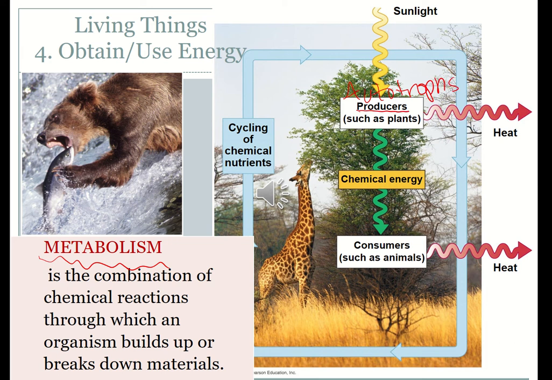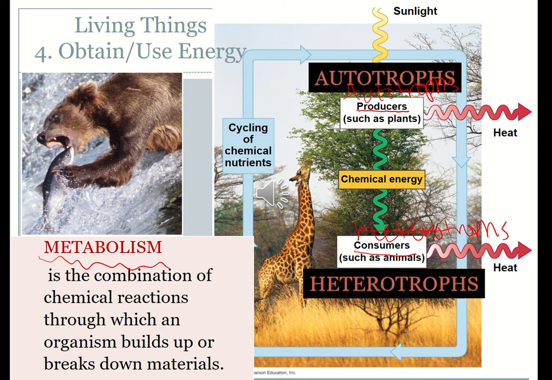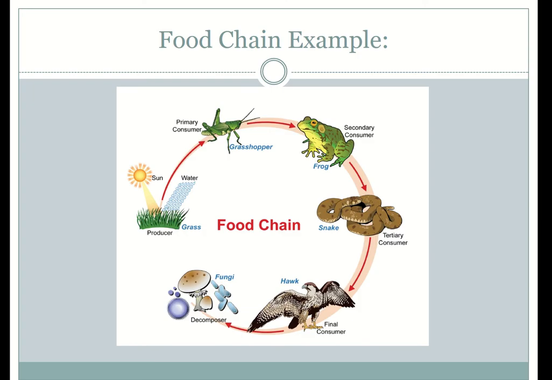You also want to write down that they're called producers, like plants, for example. They get their energy from the sun. And then we also have heterotrophs, which are also called consumers. Okay, so they obtain energy by consuming things. So energy passes from one organism to the next as one's being eaten.